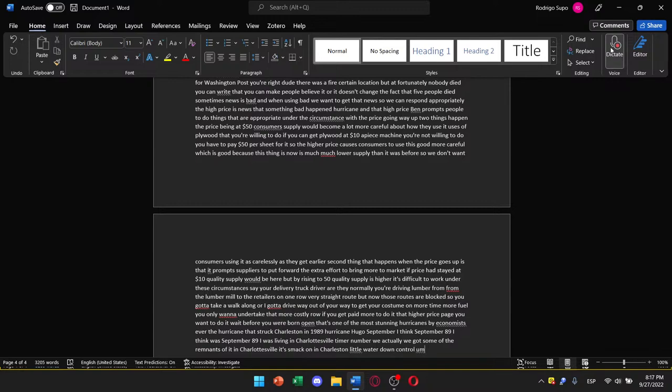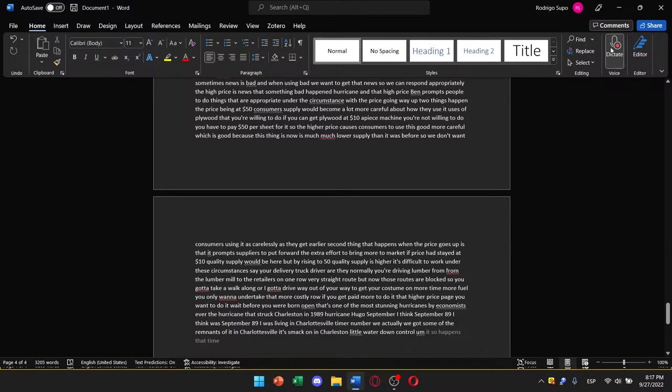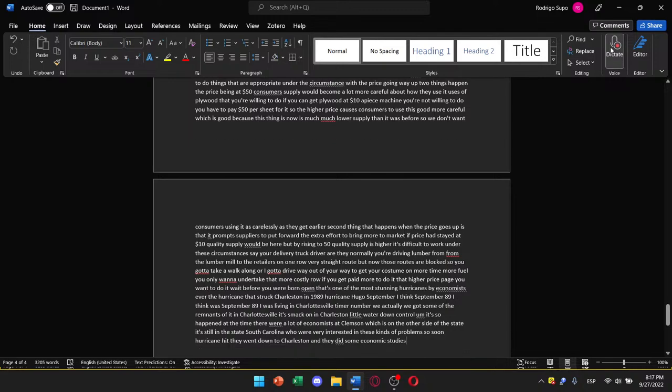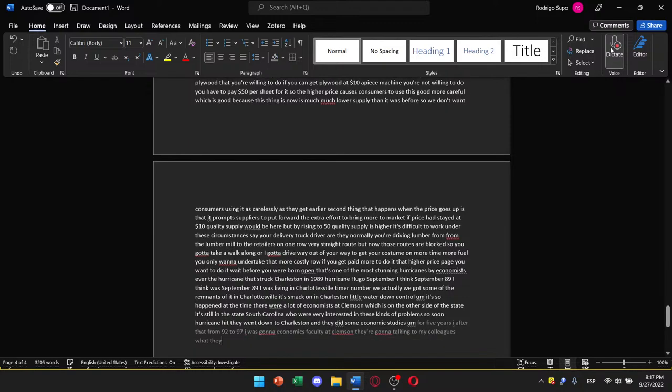It so happened that at the time, there were a lot of economists at Clemson, which is on the other side of the state, but still in South Carolina, who were very interested in these kinds of problems. As soon as the hurricane hit, they went down to Charleston and did some economic studies. For 5 years after that, from 92 to 97, I was on the economics faculty at Clemson. So I remember talking to my colleagues about what they found in these studies, many of which were published in one form or another.